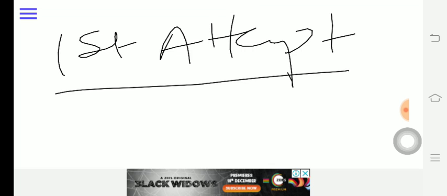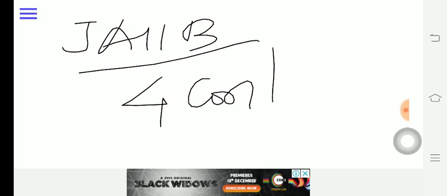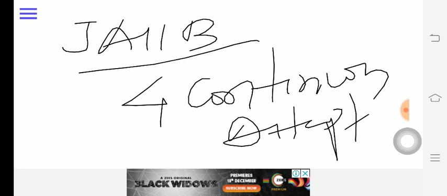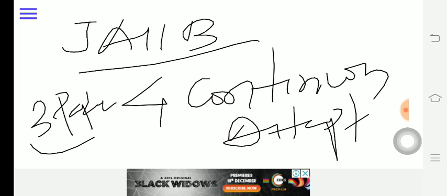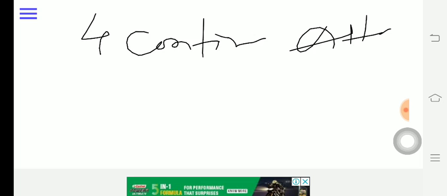Let us talk about the second attempt. As we all are aware, the JAIIB exam you can give in 4 continuous attempts. It means in the 4 continuous attempts you can appear for the 3 papers and you will have to clear them, otherwise you will have to consider all exams as failed. So again, let us talk about another case, the 4 continuous attempt case.